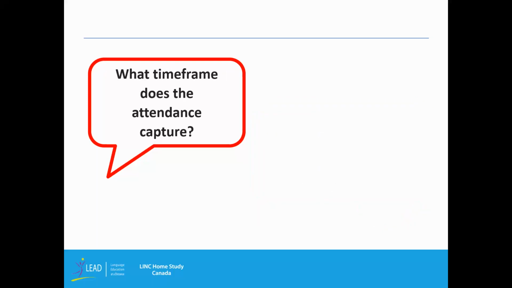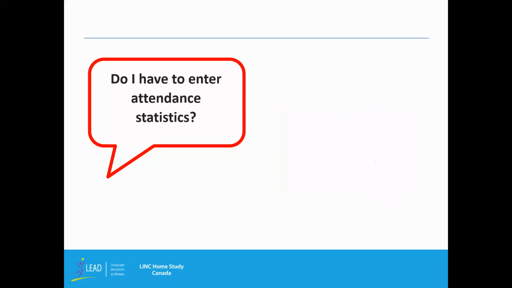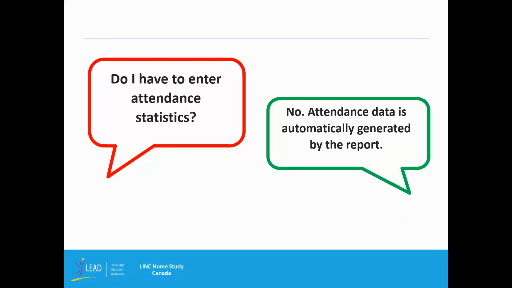What time frame does the attendance capture? The quarter being assessed. When submitting the report in July, the attendance will reflect the report from April 16th to July 15th. Do I have to enter attendance statistics? No. Attendance data is automatically generated by the report.